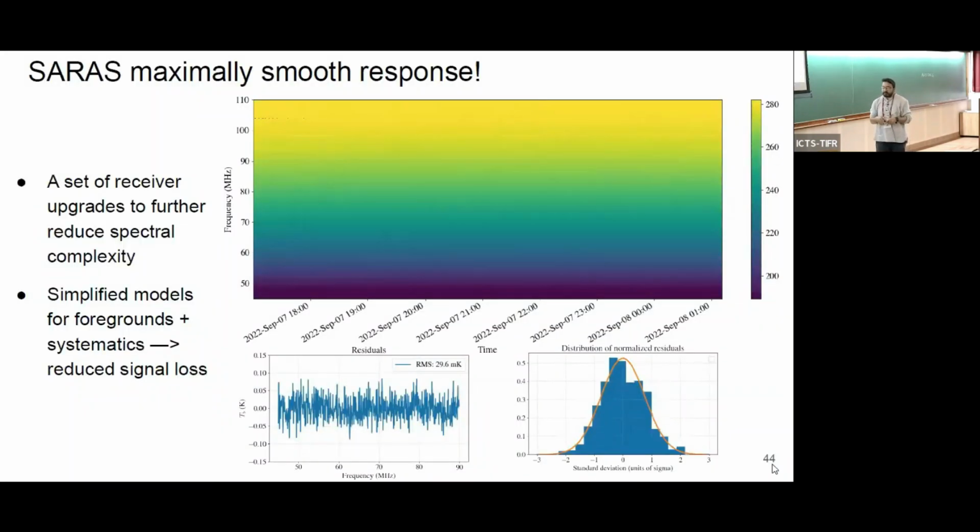So from the last deployment, we have moved on and we have upgraded our receivers. This is just the receiver response as a function of frequency and how it changes with time. And we are getting down to thermal noise levels, millikelvin levels in the lab with the current architecture after upgrading it. So telescope-wise, we have made a lot of improvements.